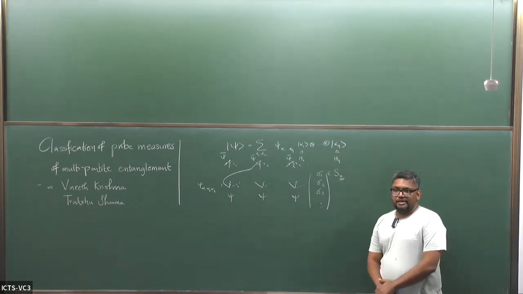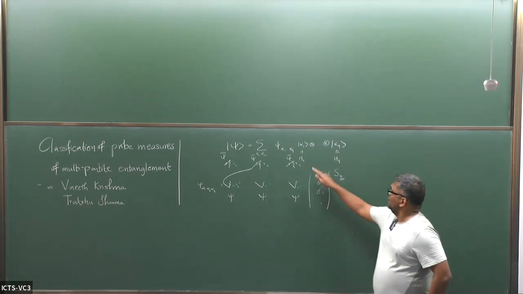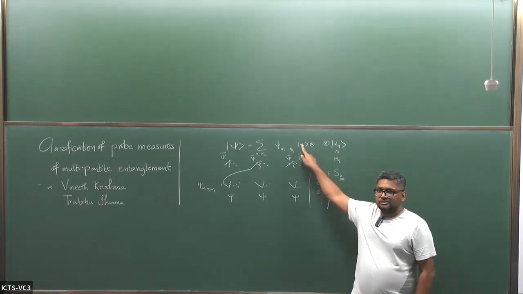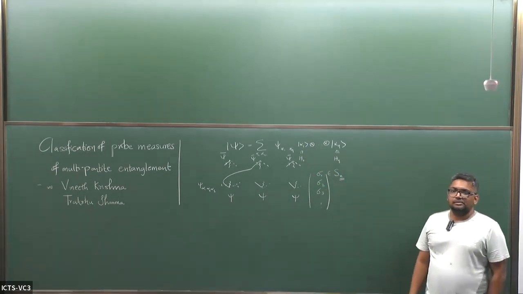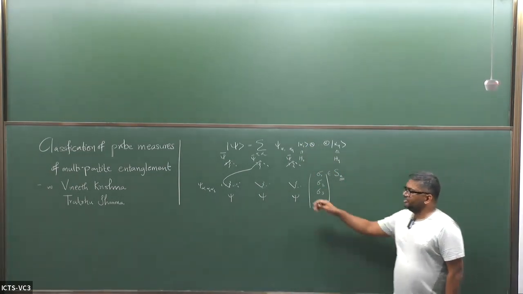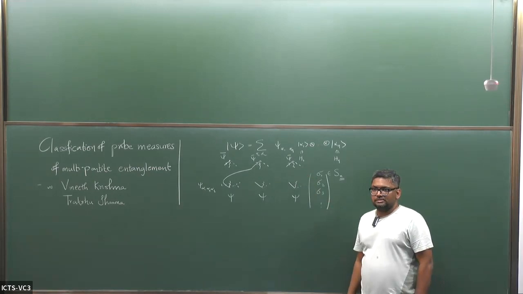Q is the number of parties. Alpha 1 is the basis of the first, alpha 2 is the basis of the second. What tells you the dimension of each? That is implicit. I have not made that explicit.